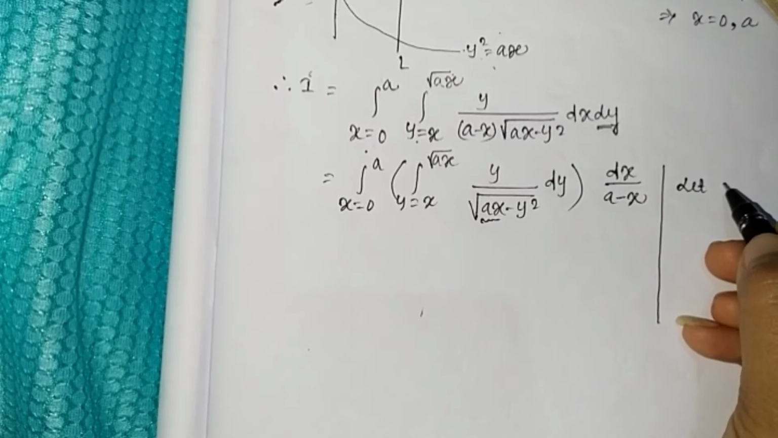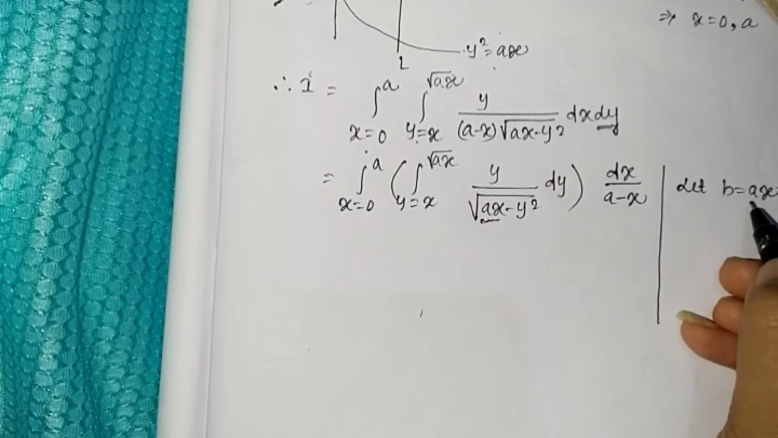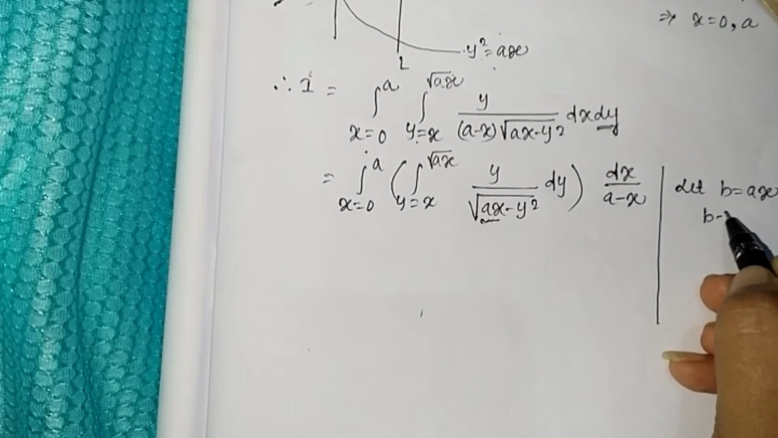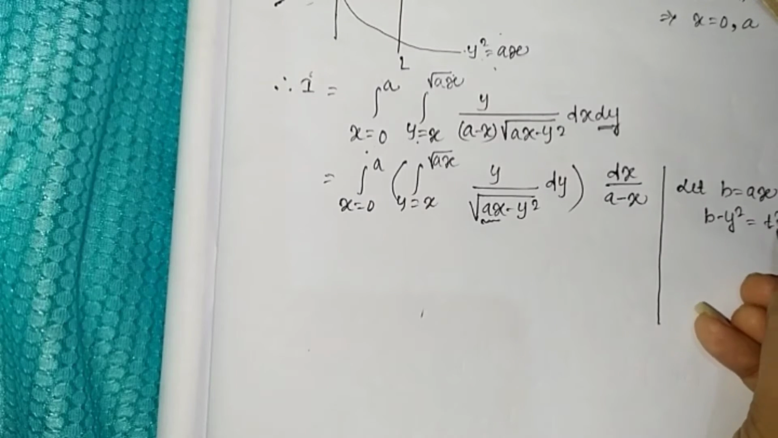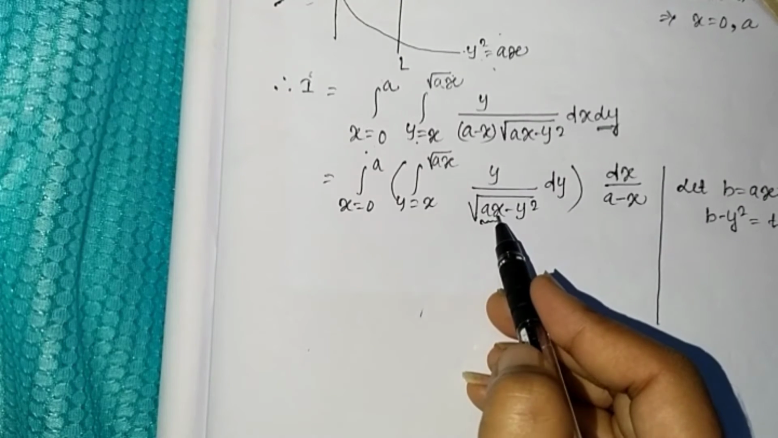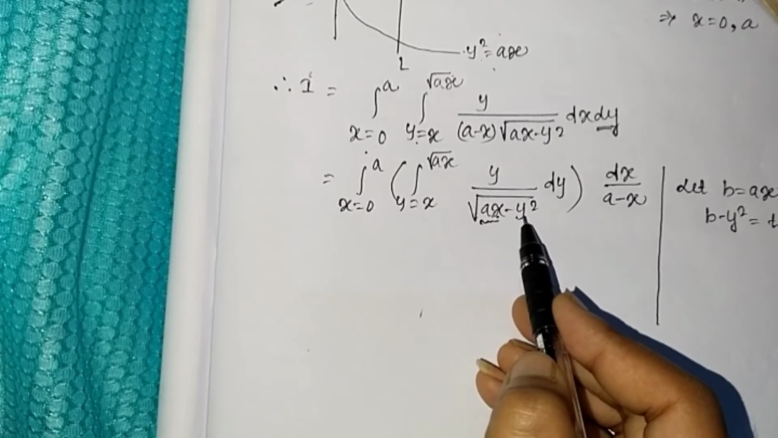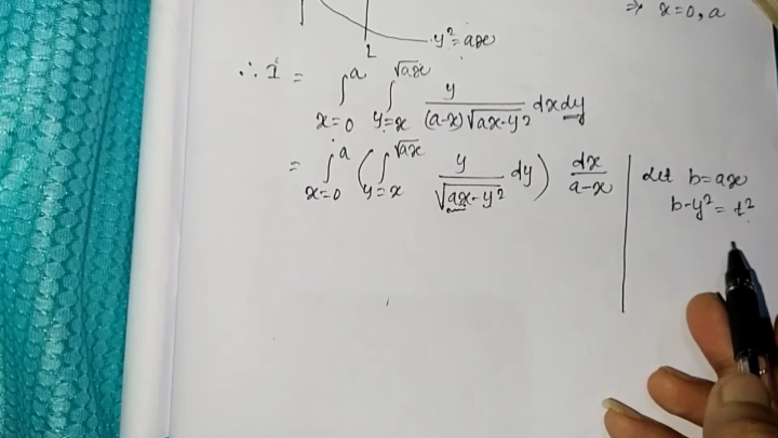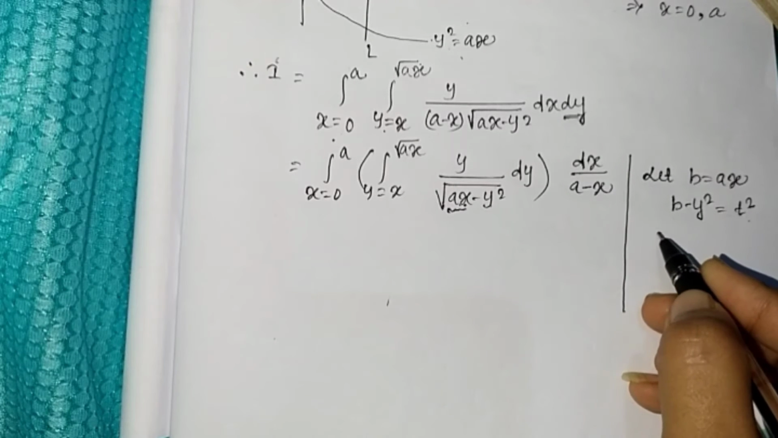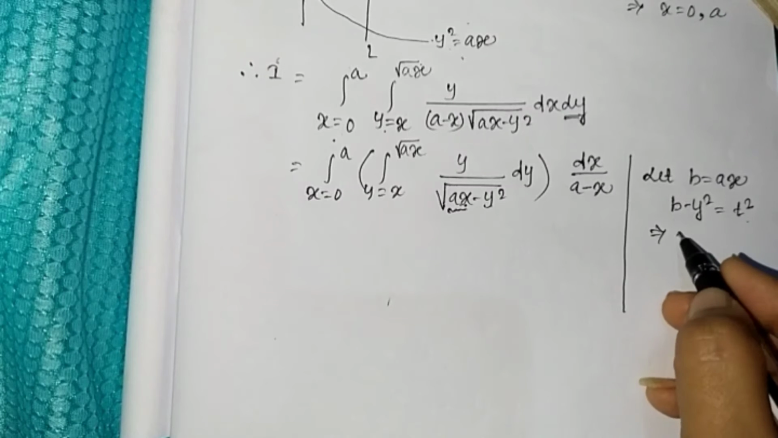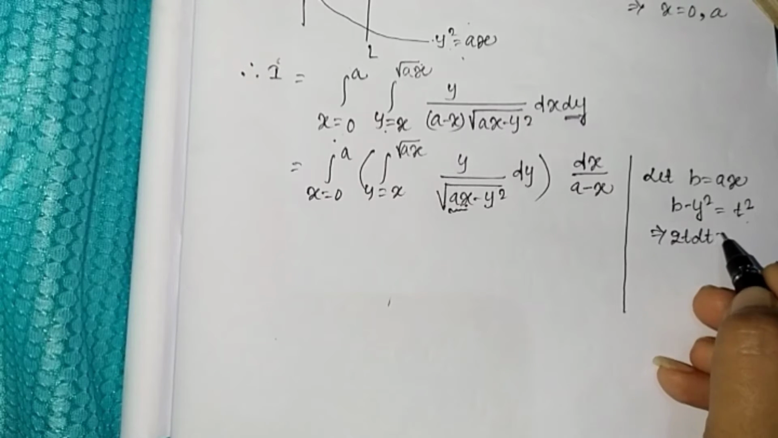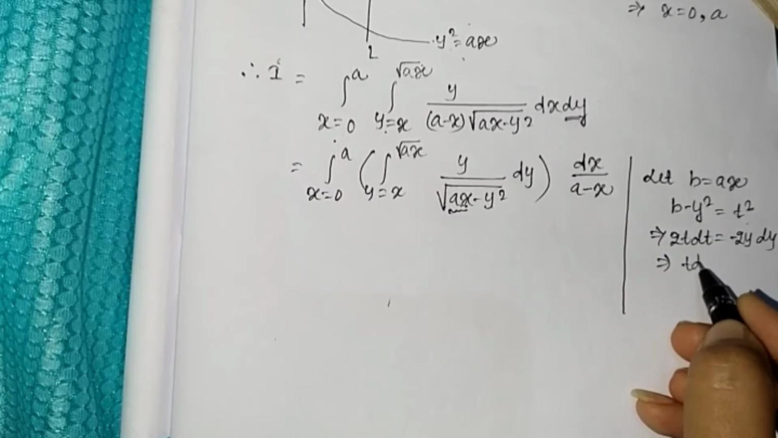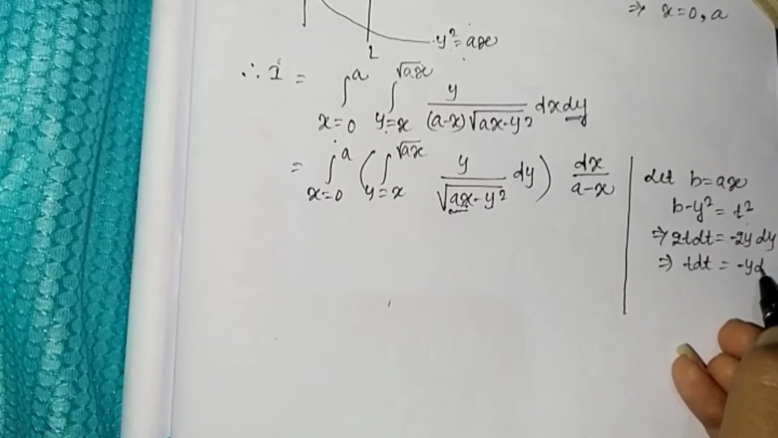Let b equal to ax, and put b minus y square equal to t square. That is, put b equal to ax, then b minus y square is equal to t square. That implies 2t dt equal to minus 2y dy, that implies t dt is minus y dy.